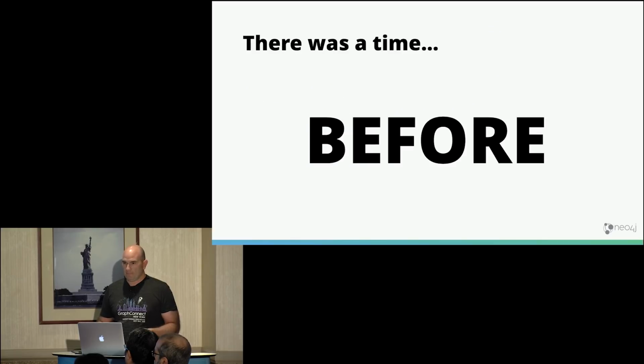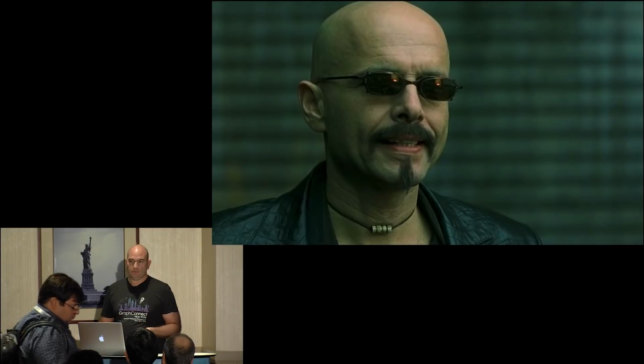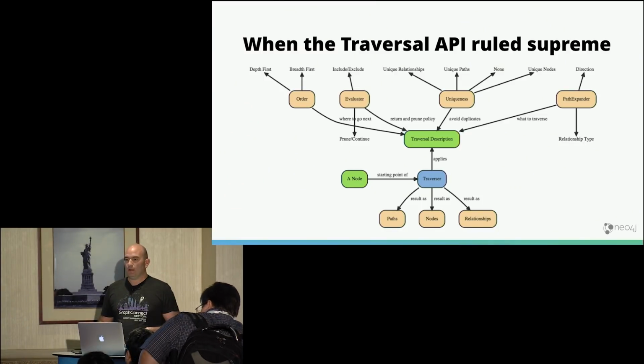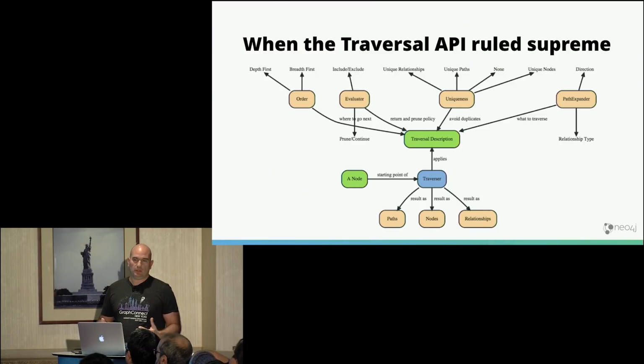All right. So there was a time long, long, long ago, before Cypher, right, where the Traversal API ruled supreme. The Traversal API is a vestige from our Java-only days that basically said, I'm going to describe a traversal, and this thing is going to execute it. Now, the Traversal API is a little bit hard to learn, but after a couple glasses of wine, you're going to get into it.